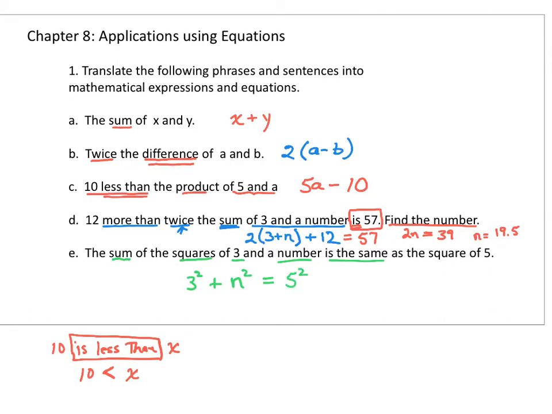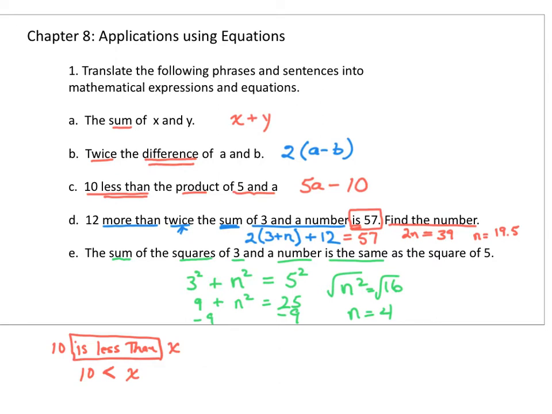Now if we wanted to find that number, which we could take 3 squared, which is 9, 5 squared, which is 25, subtract 9 from both sides to get n squared equals 25 minus 9 is 16, and then square root to get n equals 4.